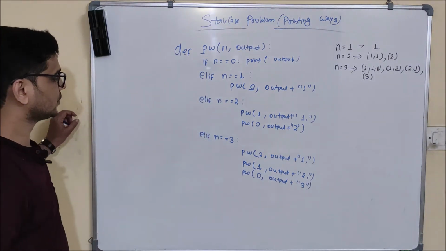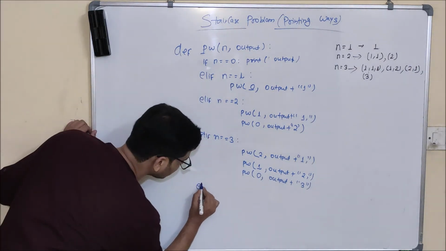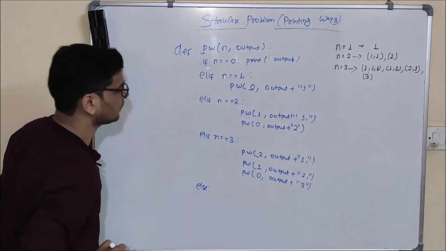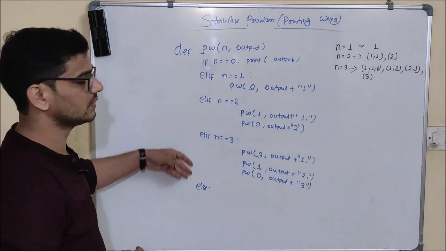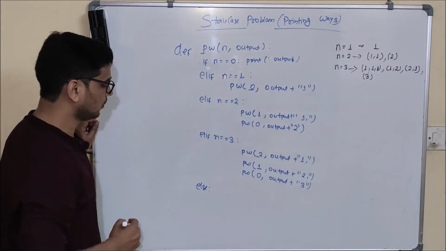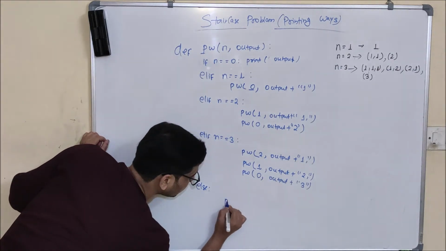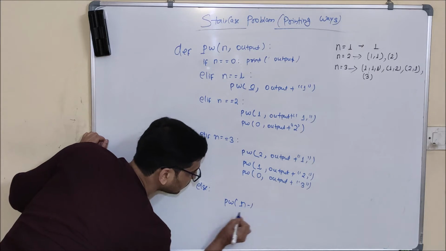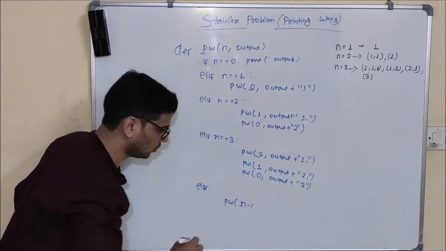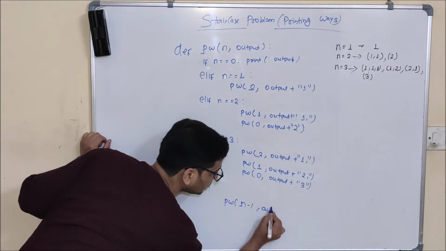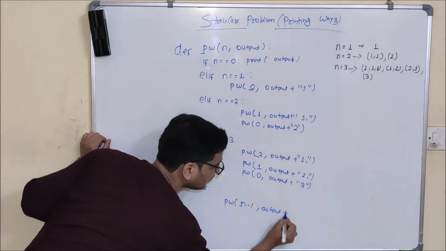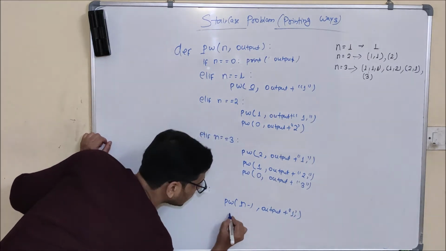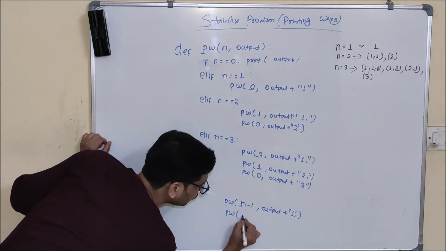And what is the last case? Yes, that is for n with any value other than all these. So what I will do, I have 3 options. For a 1-step jump, I will have n minus 1 steps to climb, and in output I will append that I have taken a 1-step jump. The second option will be a 2-step jump.